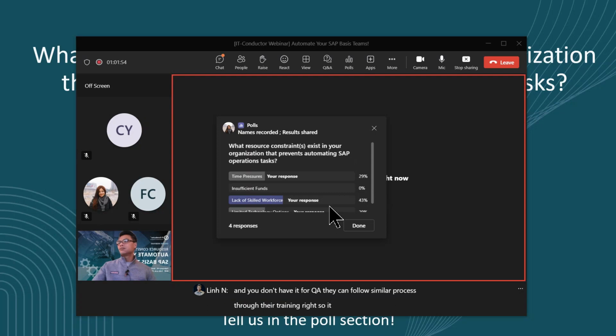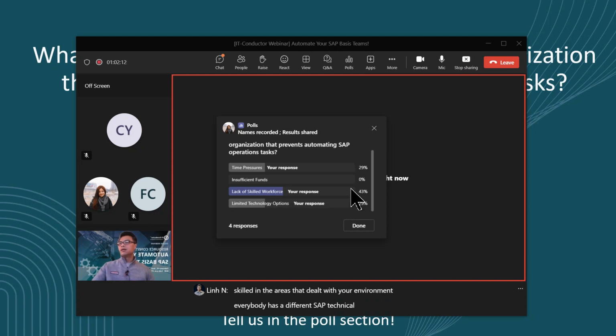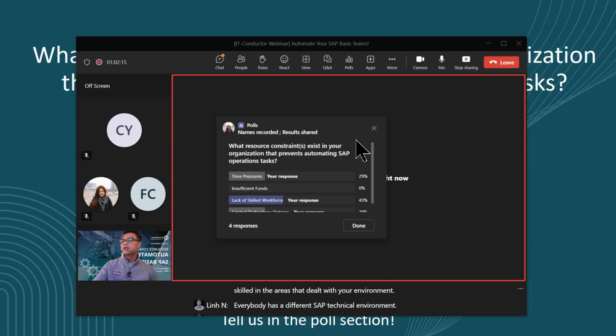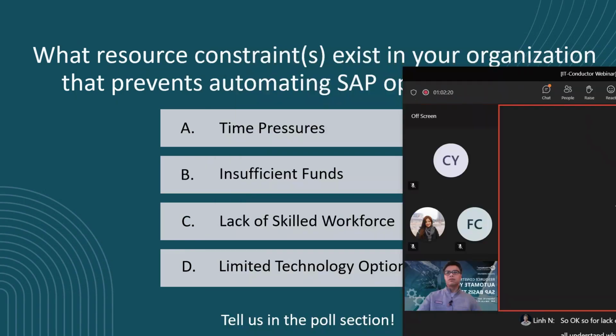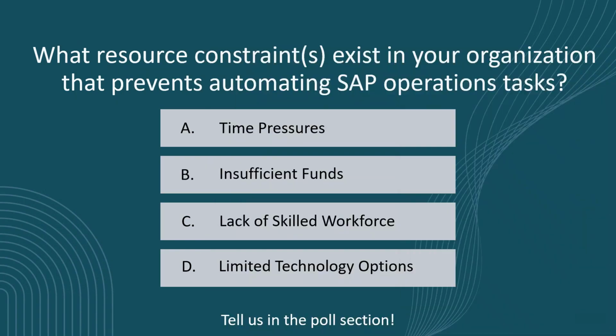So it looks like lack of skilled resources is a problem because, again, it could be an issue with the firm not being able to hire quickly enough, or maybe there aren't enough resources out there that are skilled in the areas that deal with your environment. Everybody has a different SAP technical environment. For lack of skilled resources, I think we all understand what that means. It just means that we don't have enough people trained up to do this job on a regular basis.